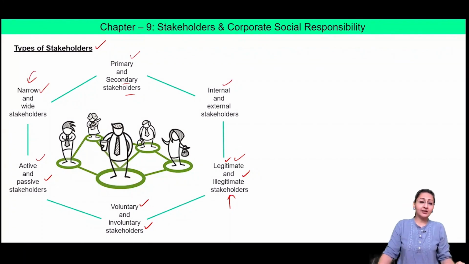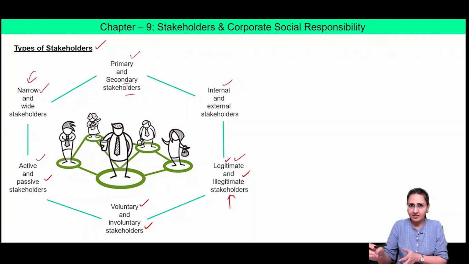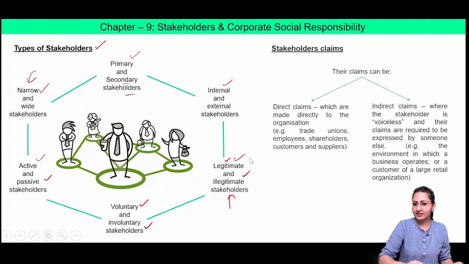And internal and external stakeholders. Internal stakeholders are a part within the organization. External stakeholders belong outside the organization. They can be suppliers, they can be the government, they can be the customers, and internal are the employees, management. They are internal stakeholders of a business.